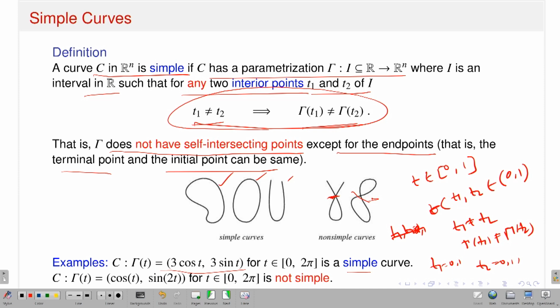Why? Look, for example, you can easily find 2 points between 0 and 2 pi, because these are periodic functions, so this value will be the same. So you can check that this function is not simple. Even though it gives a curve, of course its component functions are continuous, it is not simple. That means you get 2 points T1, T2 in the interior, lying in the open interval 0 to 2 pi, T1 not equal to T2, but the corresponding gamma T1 is exactly equal to gamma T2, because of the cosine T and sin 2T. So this is not simple, but the earlier one is a simple curve.